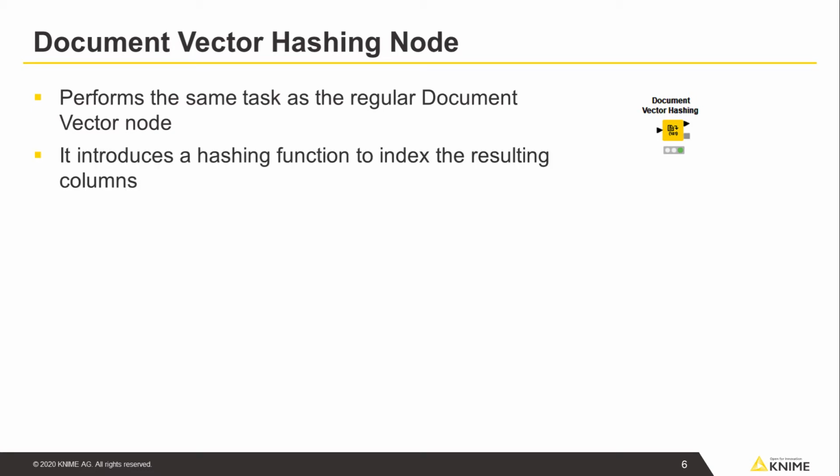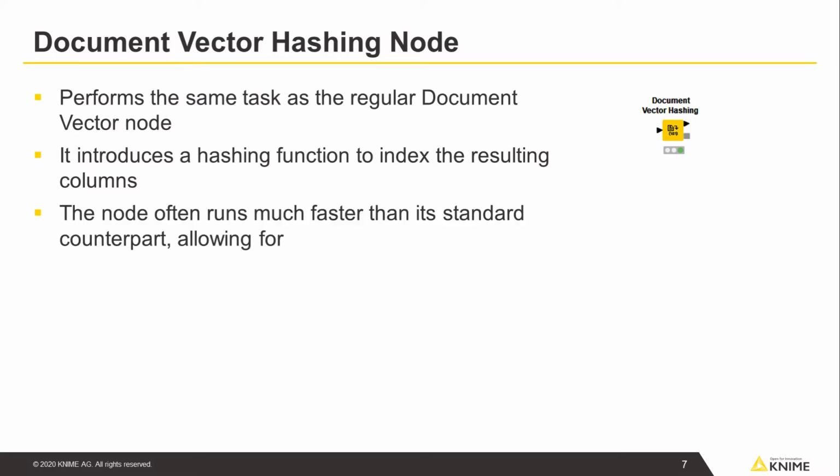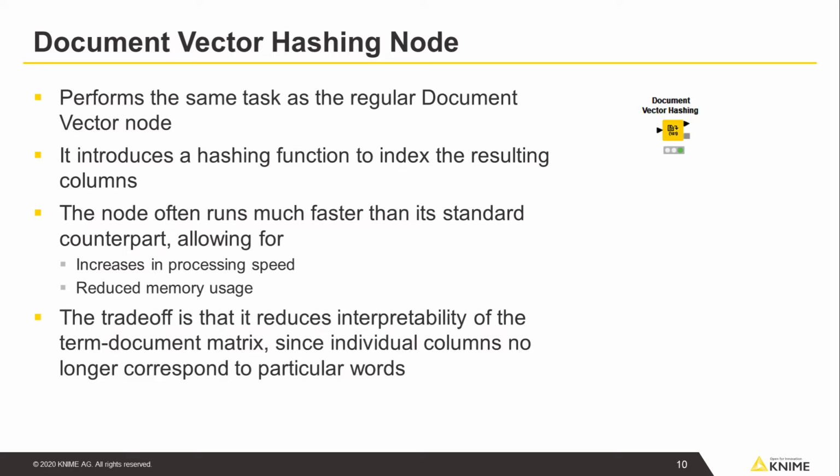It introduces a hashing function to index the resulting columns. The result is that the node often runs much faster than its standard counterpart, allowing for both increases in processing speed as well as reduced memory usage. The trade-off is that it reduces interpretability of the term document matrix, since individual columns no longer correspond to particular words.